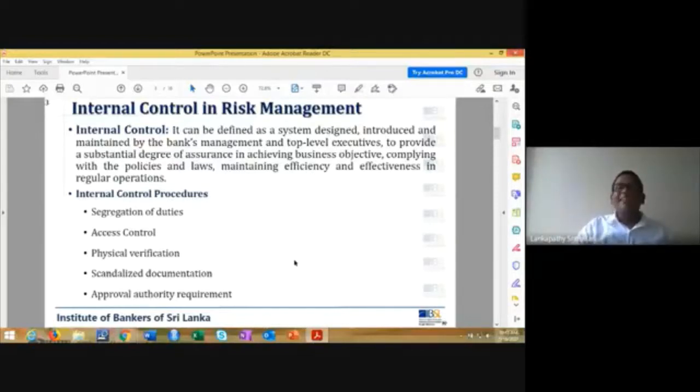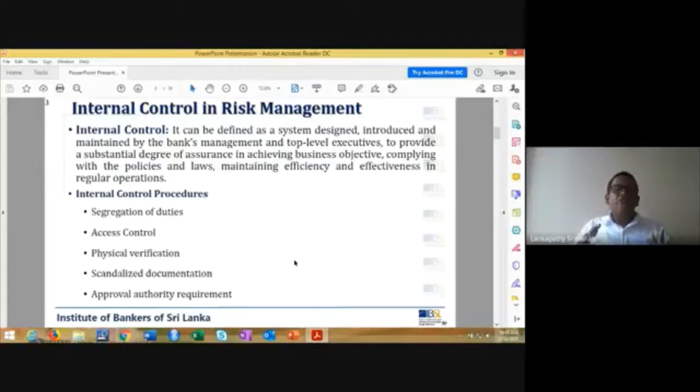But there are several internal control procedures involved for this particular purchase. Why do these internal control procedures, these defined procedures, take place? Because there should be some sort of control to ensure that no fraud or errors take place. So that is the purpose of the internal control system.